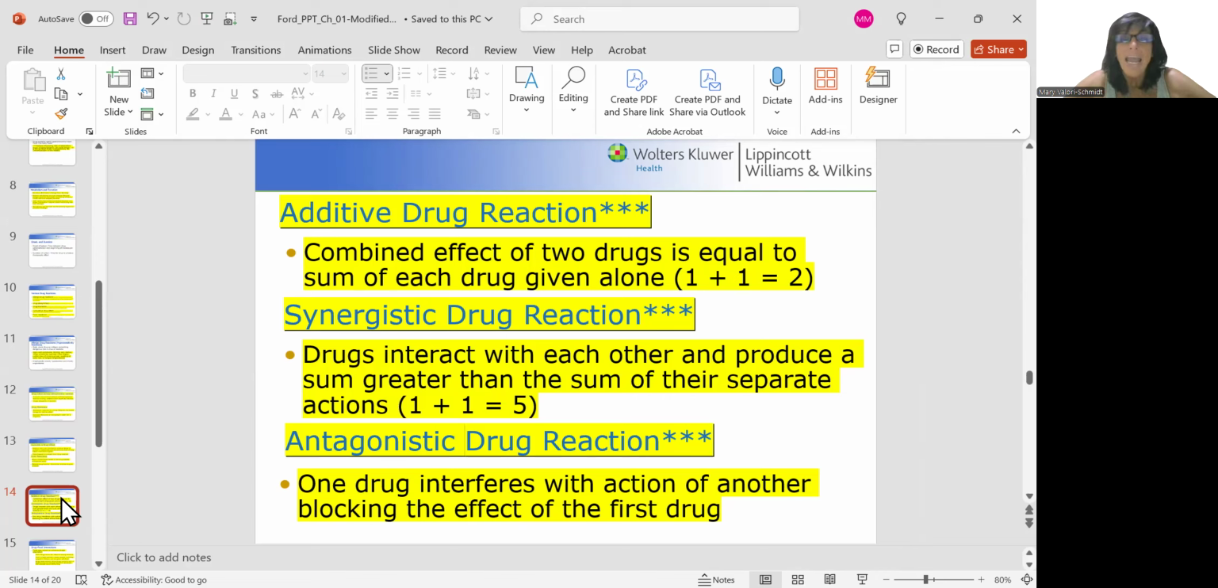And then antagonistic drug reactions. An antagonist drug is a drug that blocks the action or the effect of another drug. Naloxone blocks the effect of opioids. Okay, that's an antagonist.